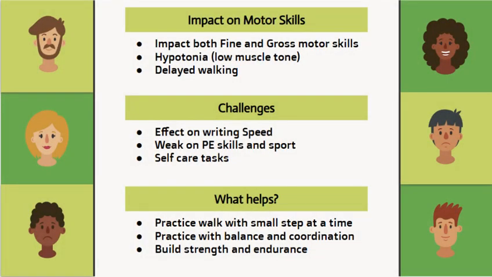The impact on motor skills. Down syndrome can affect both fine and gross motor skills. Because of low muscle tone, kids may walk later and may move more slowly. This can affect writing speed, PE skills, and even self-care tasks. What really helps is practicing small steps, literally, working on balance and coordination, and building strength and endurance over time.